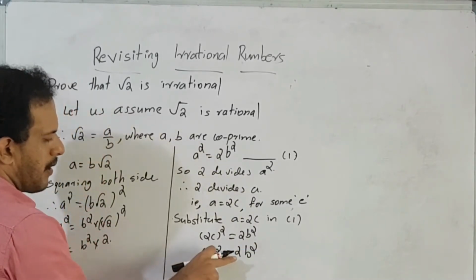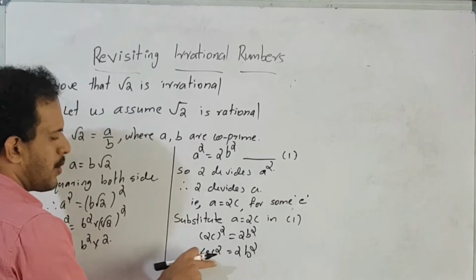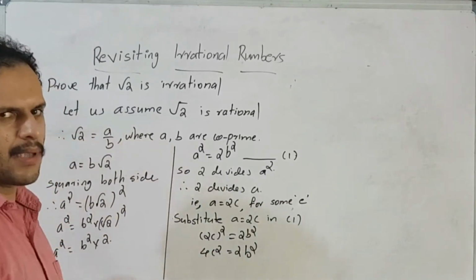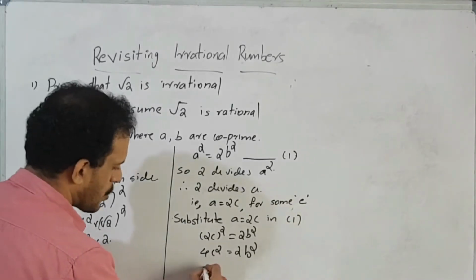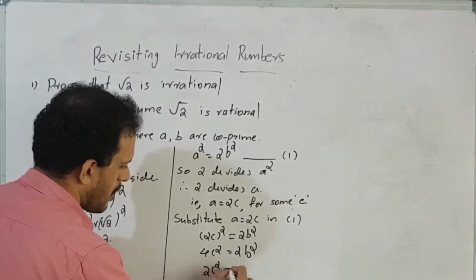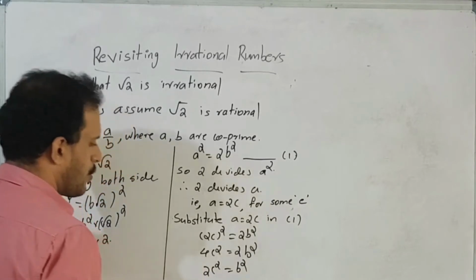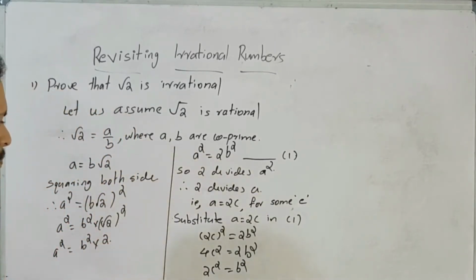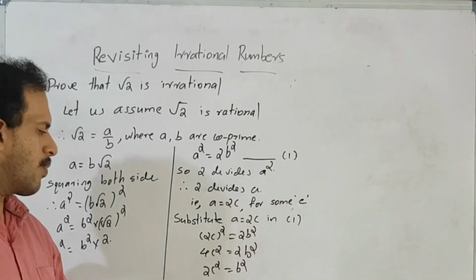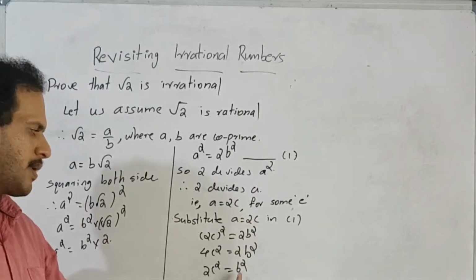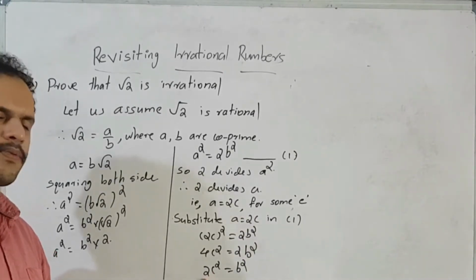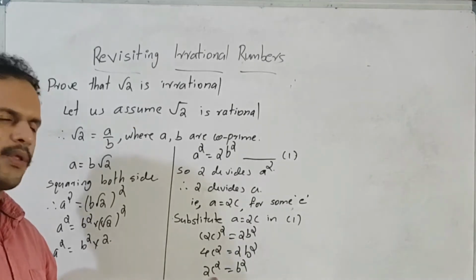Now it is very clear that on both sides of the equality sign 2 is common. Both sides can be reduced by 2. Then what do we get? 2c square is equal to b square. Correct? That means b square is also a product of 2 for some integer value c.